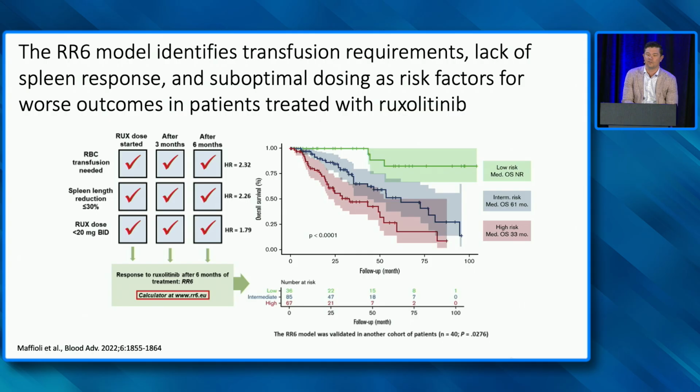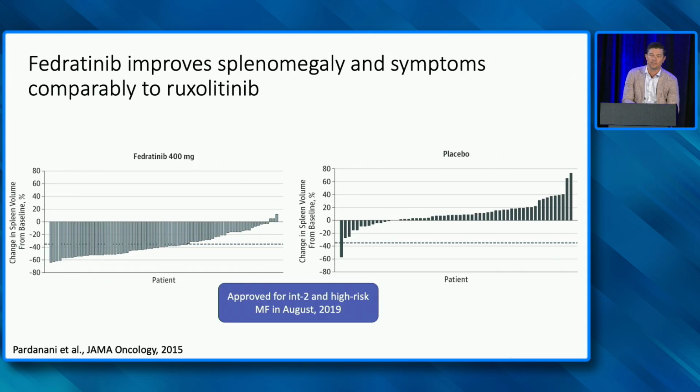And we know it actually factors into overall survival expectations from the RR6 model, developed several years ago now, but looked at patients treated with ruxolitinib, looked at different factors of those patients at baseline, 3 months and 6 months to see, can we identify patients who aren't going to do as well with ruxolitinib? And here, if you are requiring transfusions, if you don't have a substantial spleen volume reduction, if you're on doses lower than 20 milligrams twice a day, this predicts for a worse overall survival. And this may identify patients where we need to look for an alternative therapy or perhaps clinical trials.